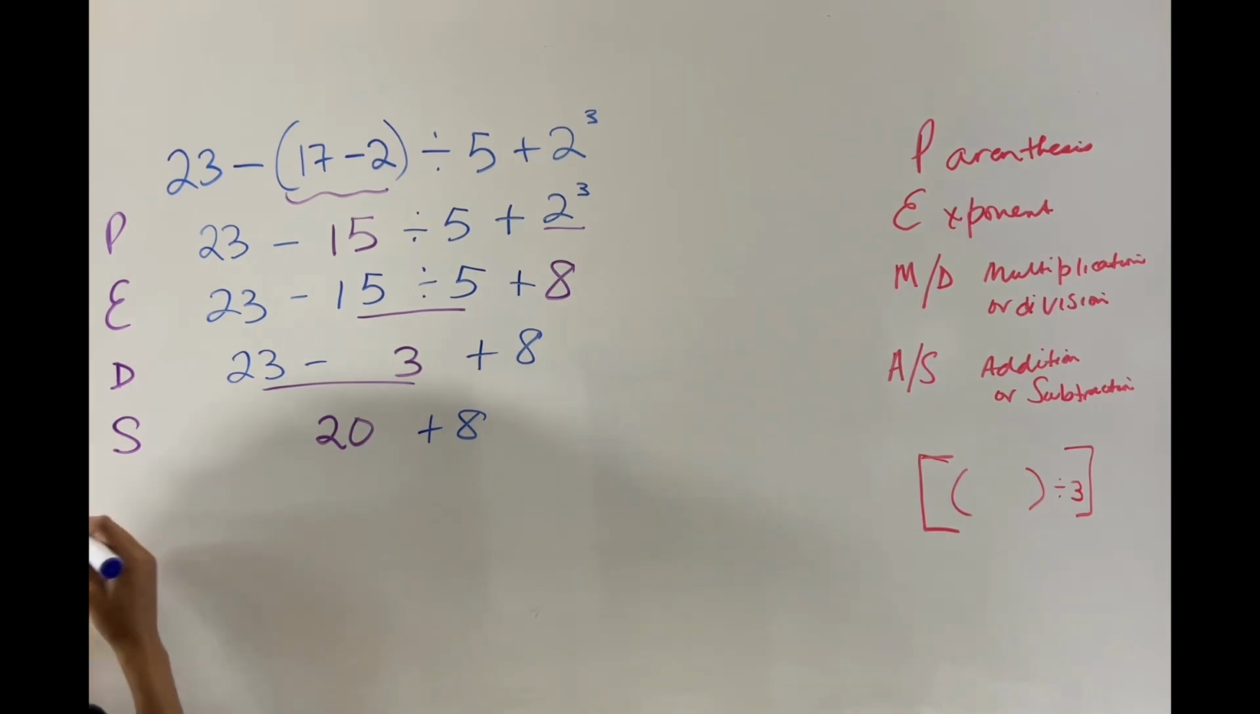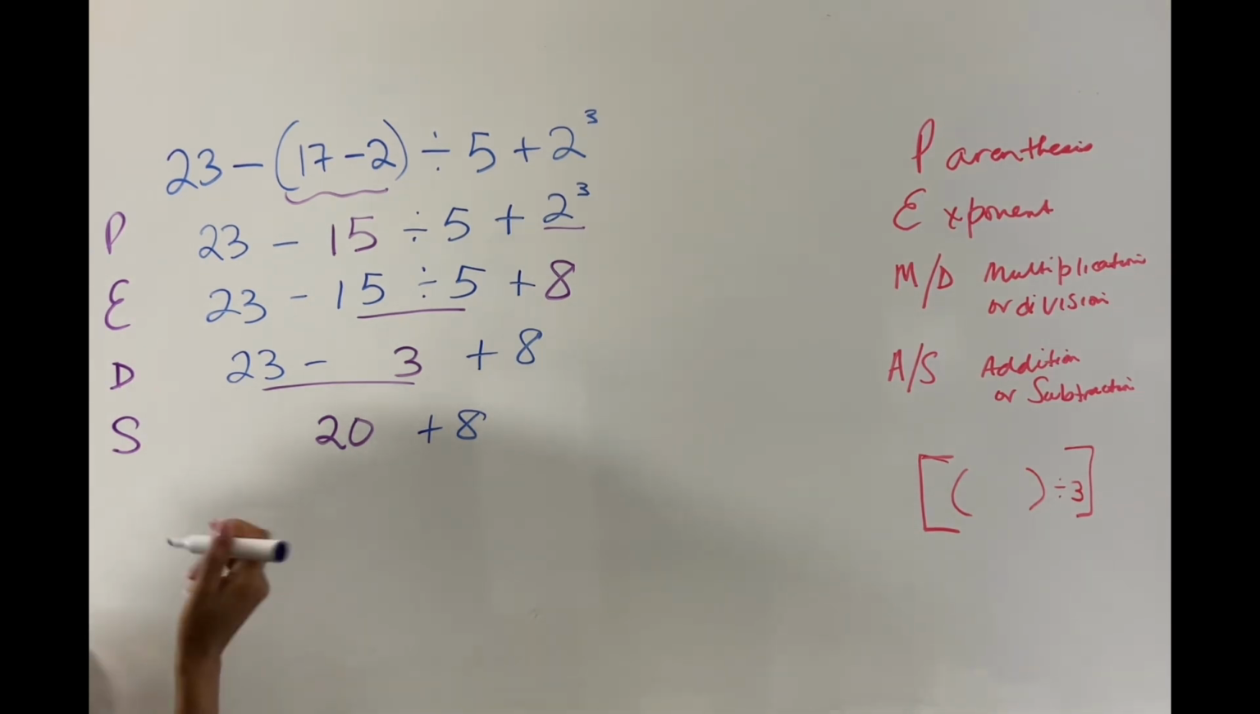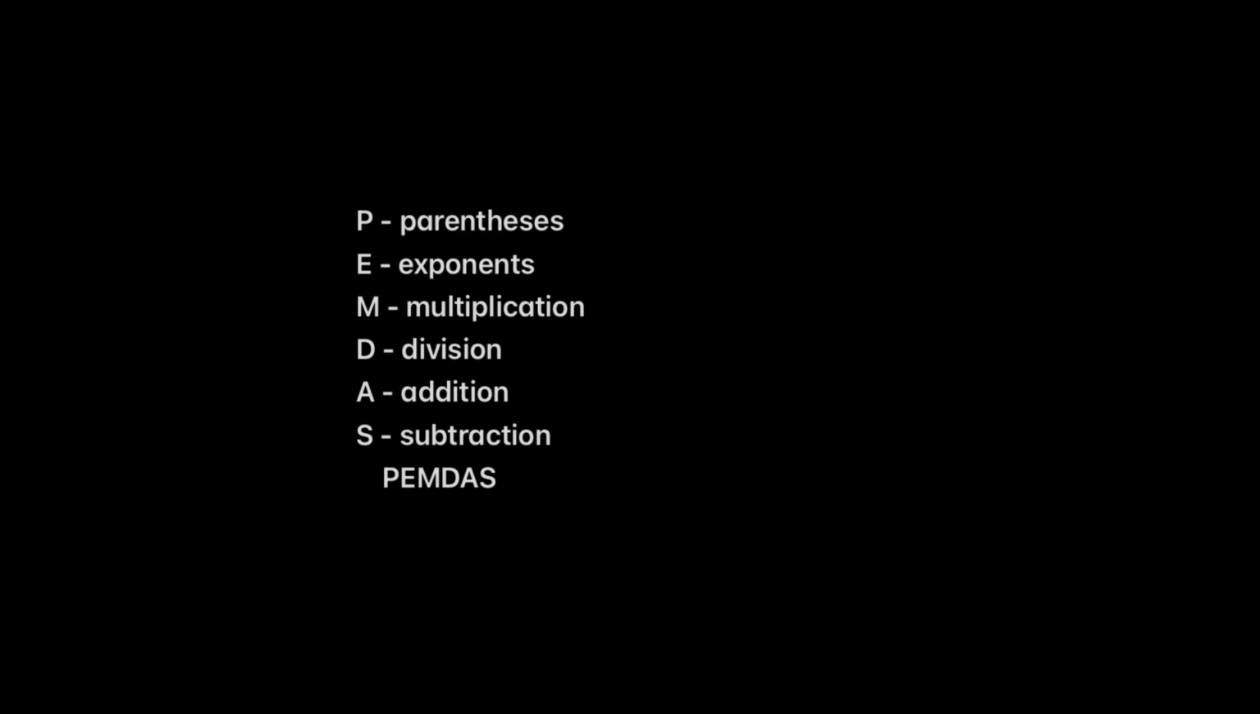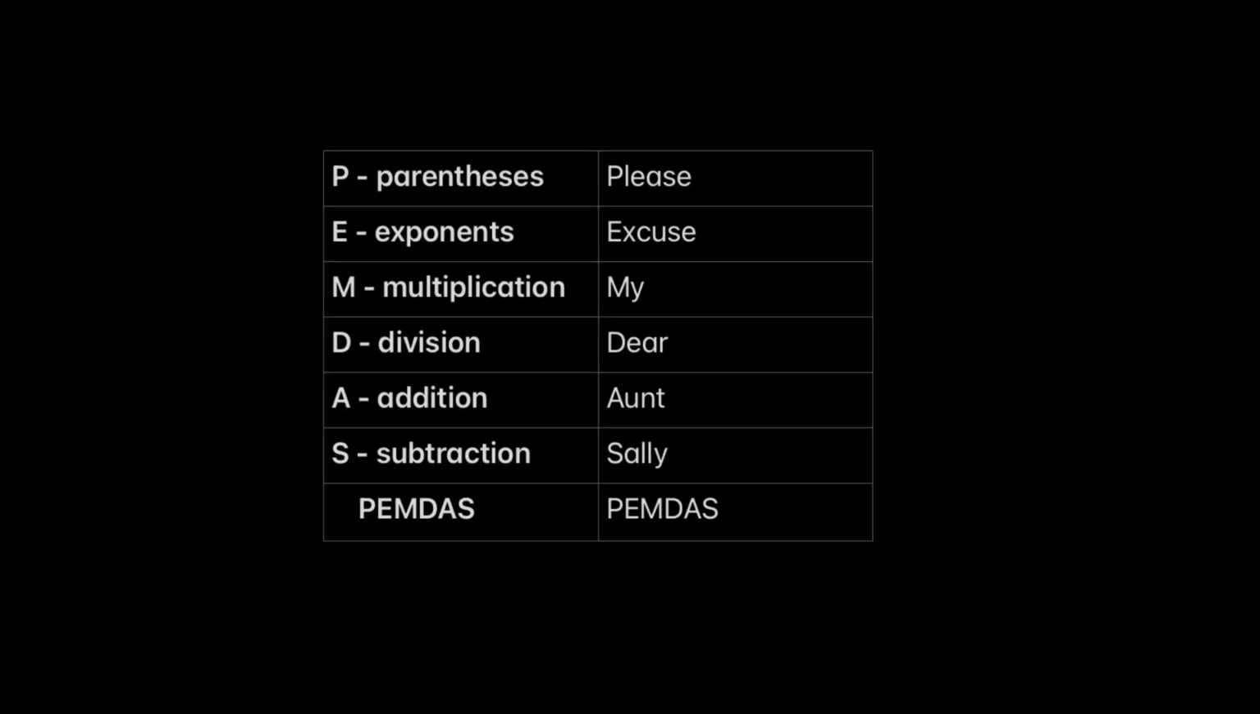And remember, because it's left to right, the next thing that we have to do is our A for addition. And 20 plus 8 is 28, and that is going to be your answer. So the order is very important. You have to follow these steps in order to achieve the correct answer. And having the acronym PEMDAS is going to be your guide in order to achieve the correct answer.